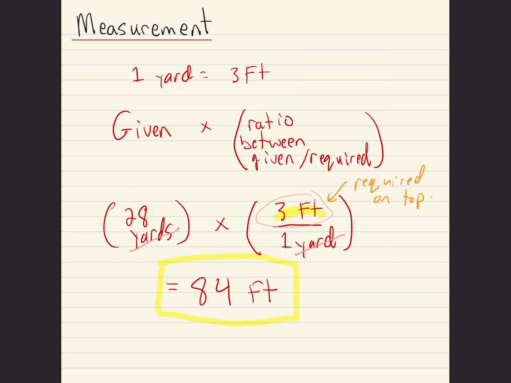So remember, whatever you're given, multiply that by the ratio between the desired or required unit and the given unit. In this case, there is 3 feet per yard, so we took 28 yards, multiplied by 3 feet per 1 yard, canceled out the yards, and then we got 84 feet.